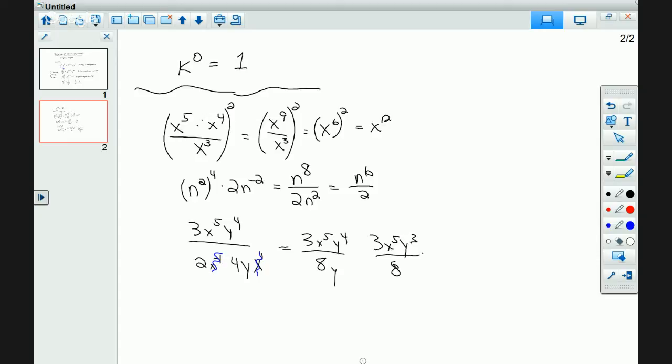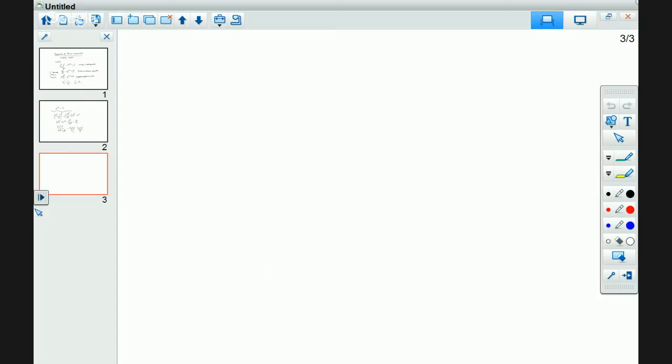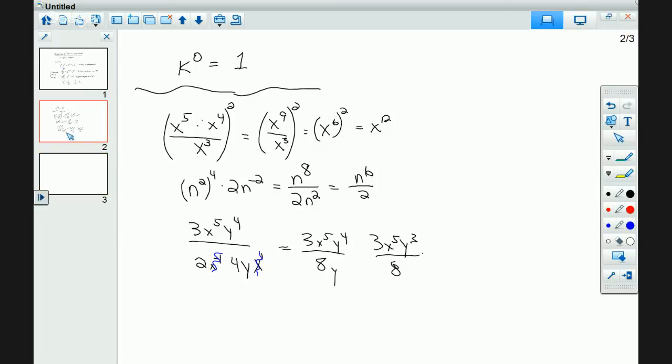Do you need another one? I think that's right. One more. Here, 4 minus 1. So that eliminated the bottom.